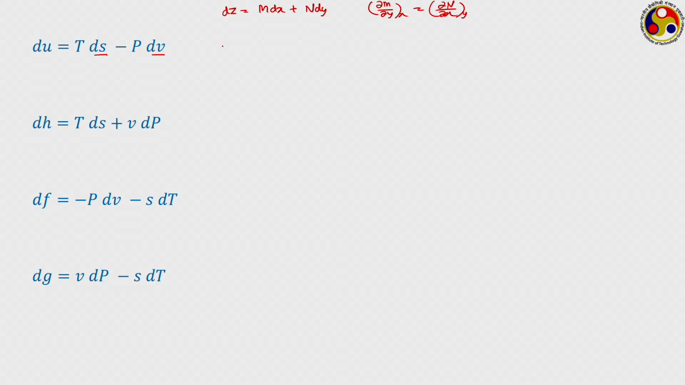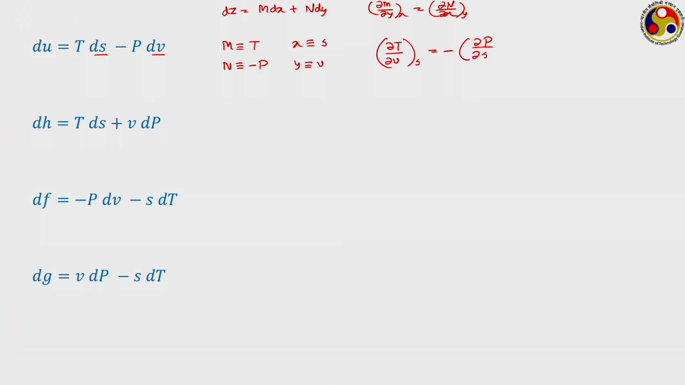So, here M is equivalent to T, N is equivalent to minus P, x is equivalent to S, and y is equivalent to small v. We know that internal energy is a property of the system. So, we can directly write, using the principle, that ∂T/∂v with s constant is equal to minus ∂P/∂s with v constant. That is the first Maxwell's equation.